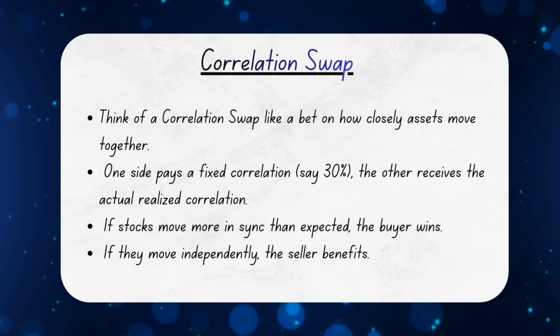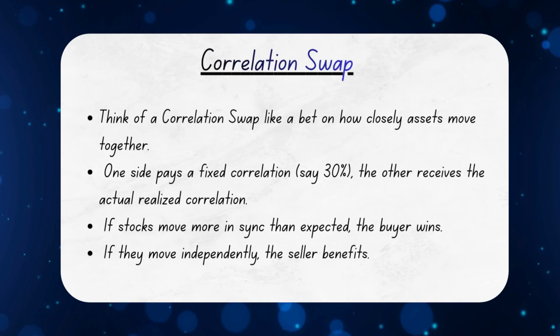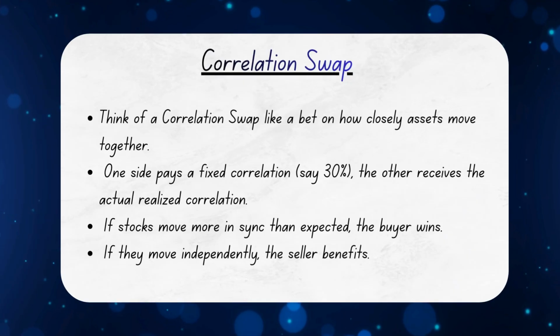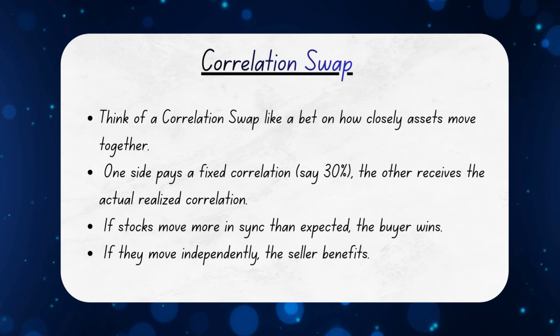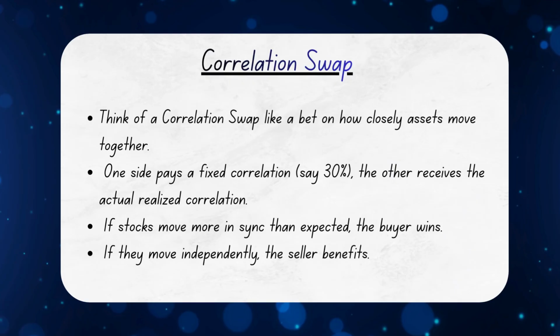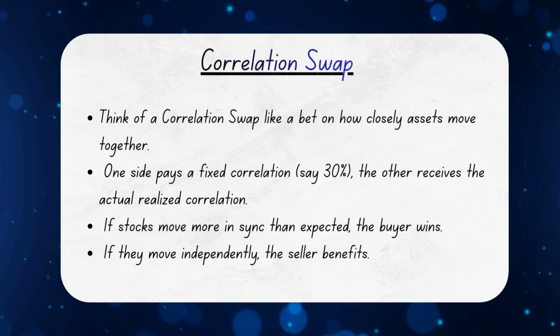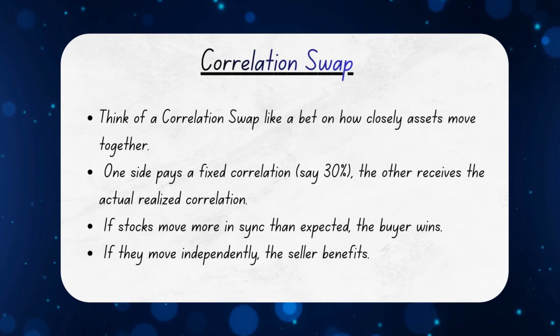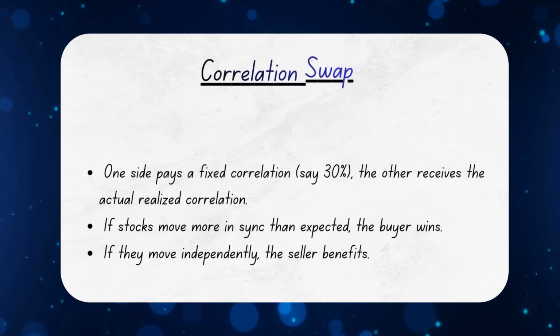A correlation swap is like a simple bet on how closely different assets move together. Instead of betting on whether prices go up or down, we're betting on how synchronized they are. One side agrees to pay a fixed correlation, say 30%, and the other side pays whatever actually happens in the market, called the realized correlation. So if stocks start moving tightly together, the buyer wins, and if they move more independently, the seller benefits.